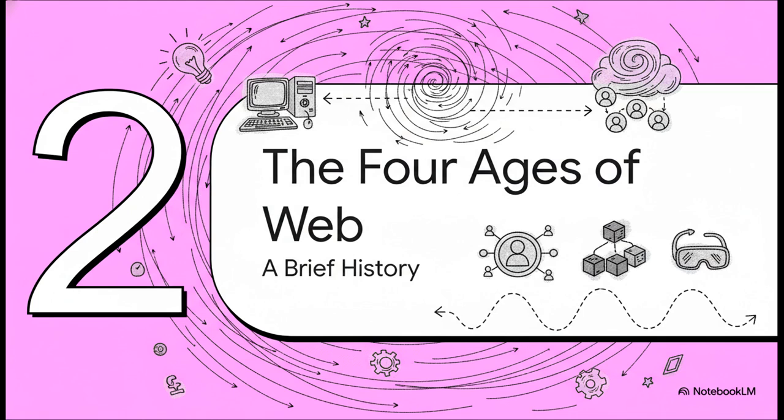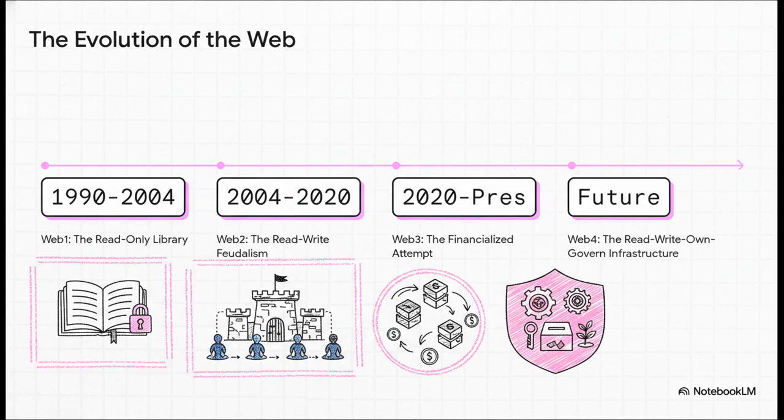Okay, so how did we even get here? To really get why this new idea is so important, we've got to take a quick look back. The history of the web can pretty much be broken down into 4 big chapters. This timeline lays it out perfectly. First, you had Web 1. Think of it like a giant read-only library. Static pages, not a lot of interaction.